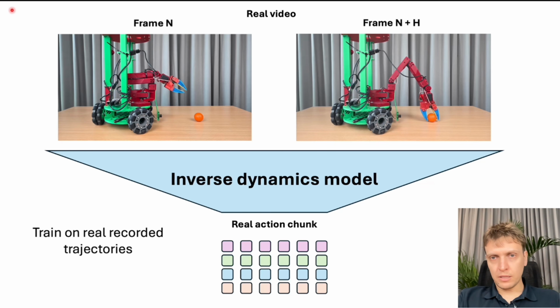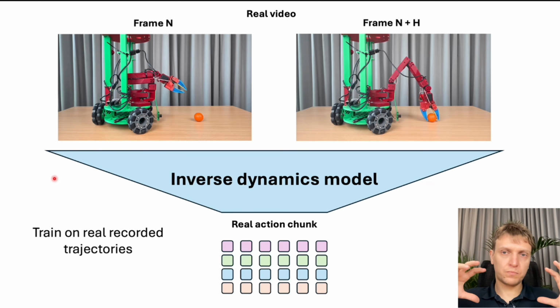And this is the model that can take as an input 2 frames, let's say frame n and frame n plus h, where h is our horizon. And then by giving this initial state and the final state, it can predict what was the action chunk that moved our robot from the state on the left to the state on the right. And by this moment, we already have a lot of video of our robot that we collected to fine-tune the video model. And when we collect this video, we can also collect all the actions as in any robotics data set.